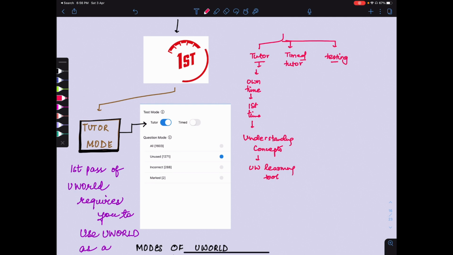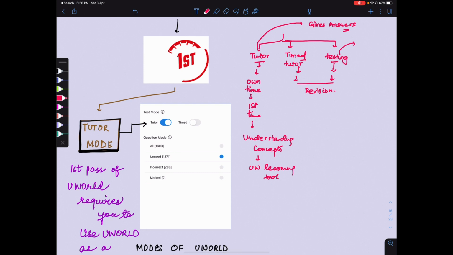Right? Now coming on to the timed tutor mode. This can help you in revision. The testing mode as well as the timed tutor mode will help you in the revision. Now let me tell you one more difference. The tutor mode gives you the answers immediately. Supposing you did a question wrong, you will immediately get to see the other options and why that option is wrong. You will see the explanations immediately.